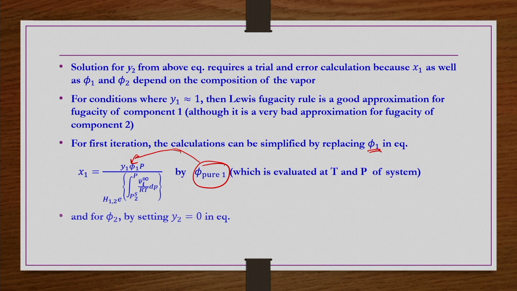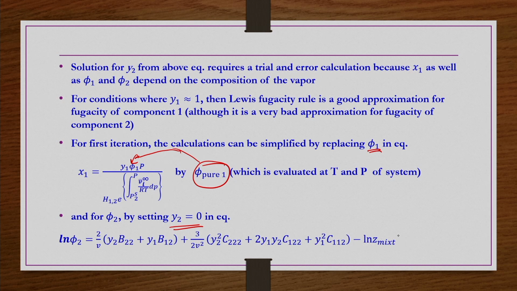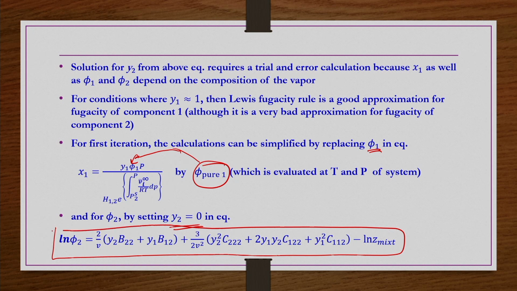Then for finding Phi2, you substitute y2 equals 0, and then let us say the vapor phase obeys the virial equation of state, then for phi 2 you have this expression. If the gas phase or the compressed vapor phase obeys the virial equation of state, then only you can use this expression for ln phi 2. Otherwise, if the gas phase obeys the van der Waals equation of state, then you have to use the appropriate ln phi 2 expression that we have previously derived.